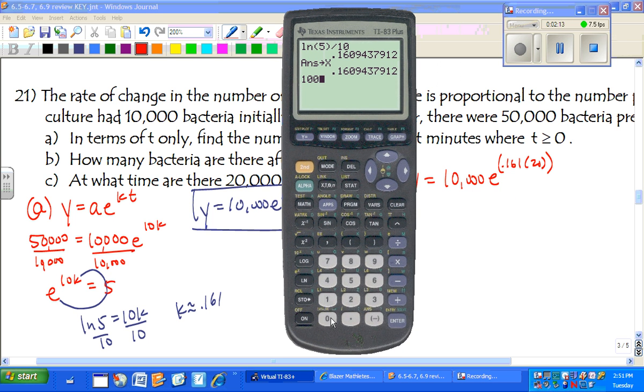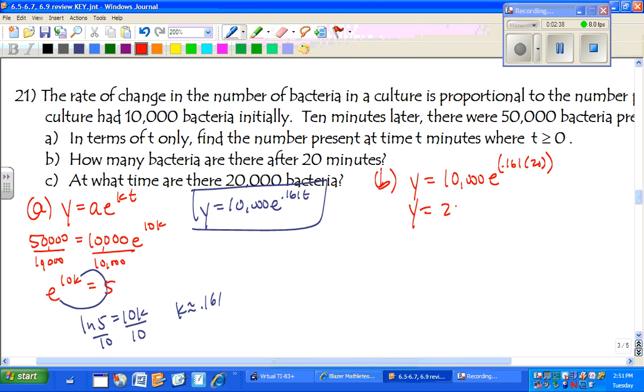So if we do 10,000 times e to the 0.161, we don't want to just put in 0.161, we want to use that whole value. So we stored it for x, we can put in 20x for our exponent. So it's going to take 20 times 0.161, that whole value. And you do that, we should get 250,000. So 250,000 bacteria after 20 minutes.